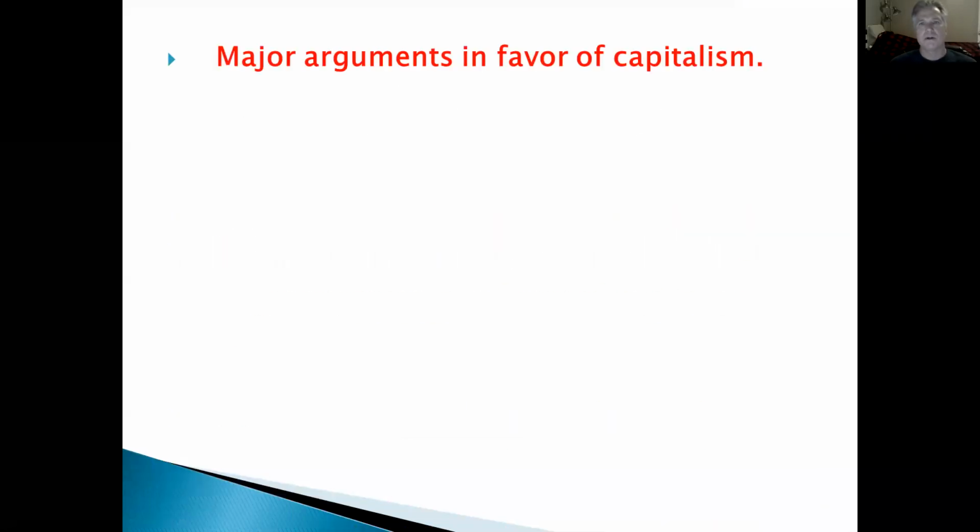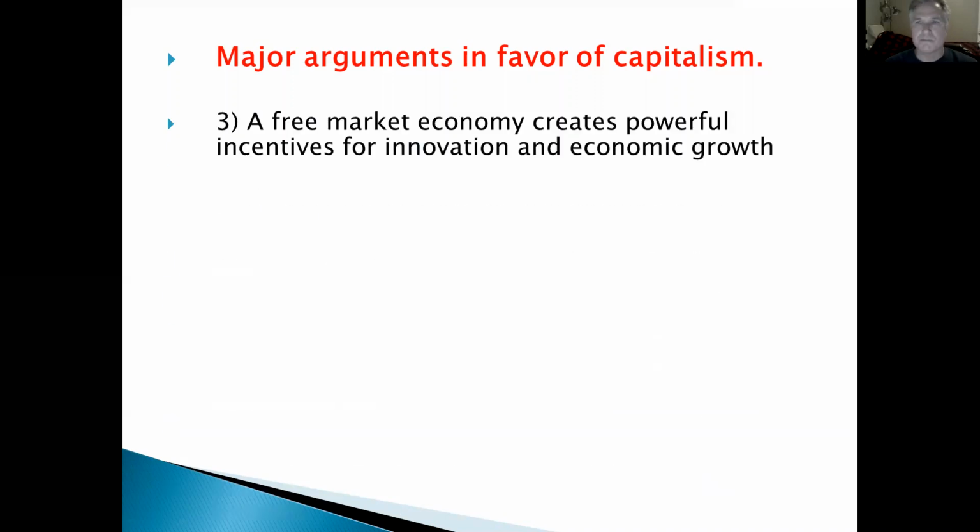So the third and final argument in favor of capitalism from the author's point of view is that a free market economy creates powerful incentives for innovation and economic growth. This is something that we can relate to. There is an opportunity out there to create something, come up with a new invention, to come up with a better way of doing something. And we can make a lot of money if we do that. That serves as a big incentive for innovating.